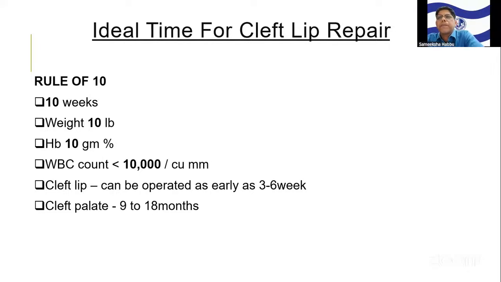For cleft lip, the rule of 10 says that the baby's age should be more than 10 weeks. The baby's weight should be more than 10 pounds, which corresponds to 4.5 kgs. The baby's hemoglobin should be more than 10 gram %, and the total leukocyte count should be less than 10,000 per cubic millimeter. Whereas for the cleft palate procedure, the age of the baby becomes more than 10 months, and the weight becomes 10 kgs, whereas the rest two criteria remain the same.